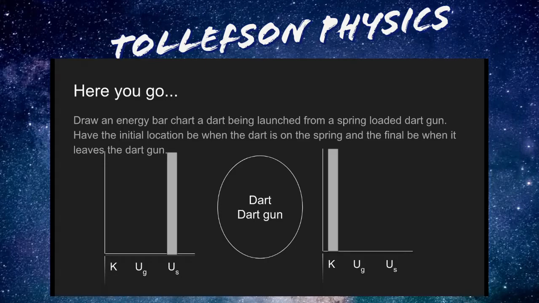All right, so now what we have is elastic potential energy. So it's compressed against the spring. So that spring is squished, storing lots of energy. And then you release that energy and it becomes motion. And once it's done touching the spring, it's nothing but kinetic energy.